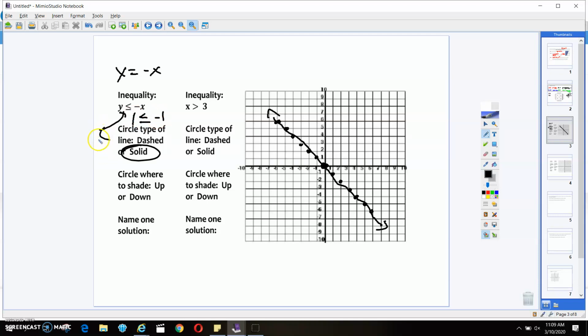It's not, right? Is 1 less than or equal to negative 1? No, it's not. Okay, so we're going to shade away from the point 1, 1, which is right here, on the opposite side. So I'm going to shade this way.